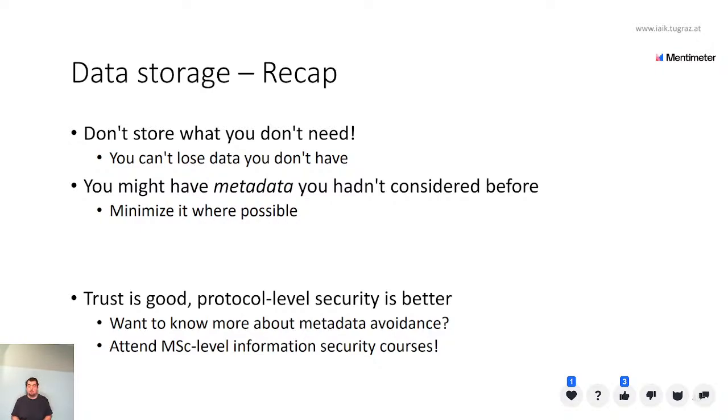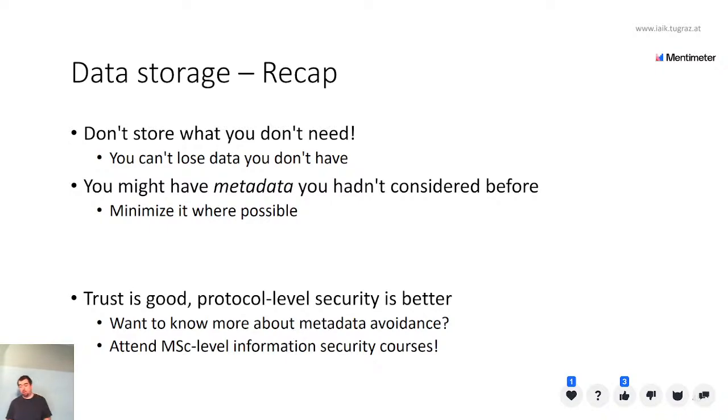Simple idea. If you want to know more about metadata avoidance or any of the stuff that we've talked about so far in this course, you will want to attend master's level information security courses, where a lot of the stuff is going to be covered in more detail and with more cryptography attached. Because a lot of the stuff that we've talked about so far is only a little insight into the stuff that's out there.